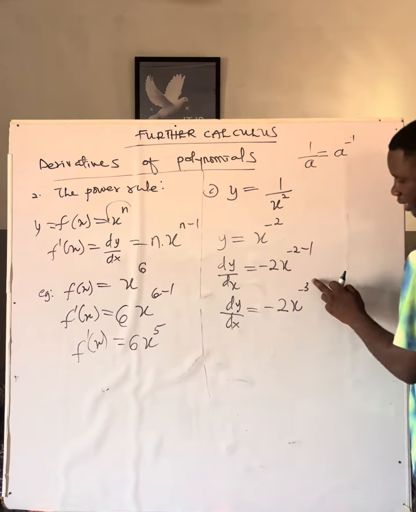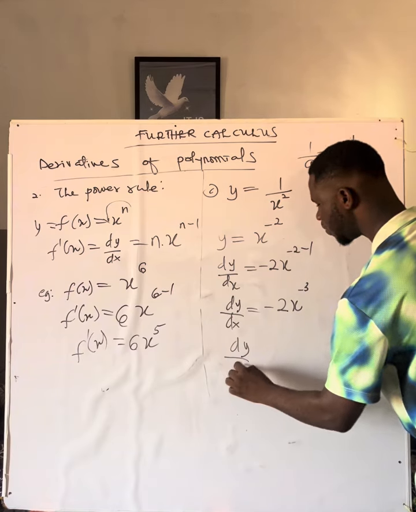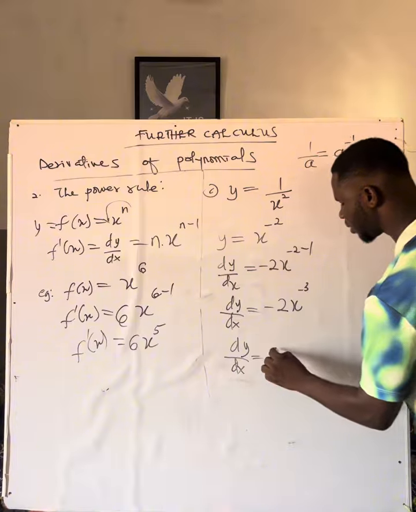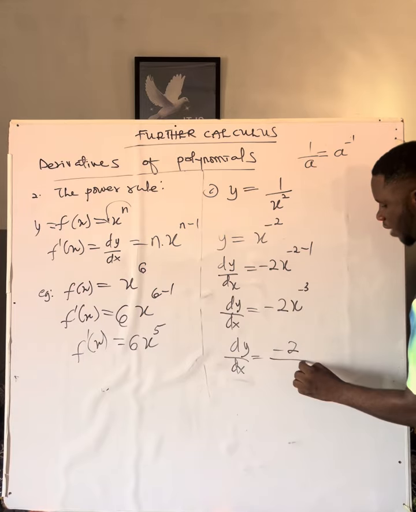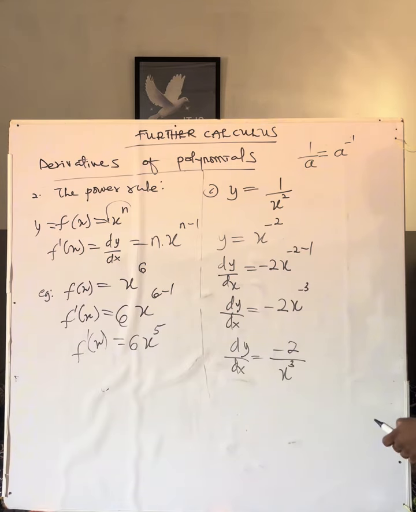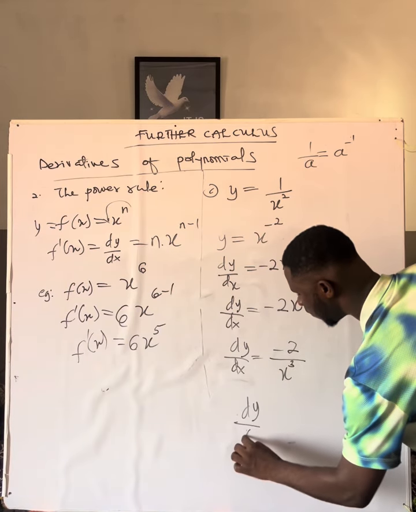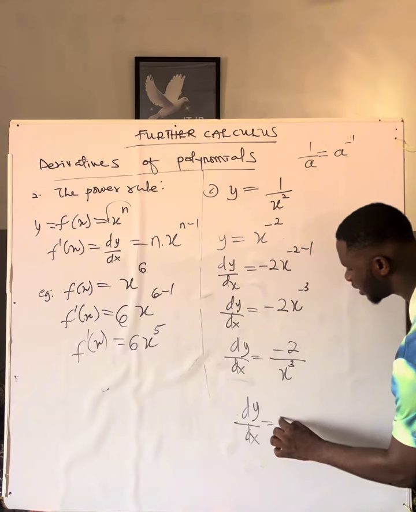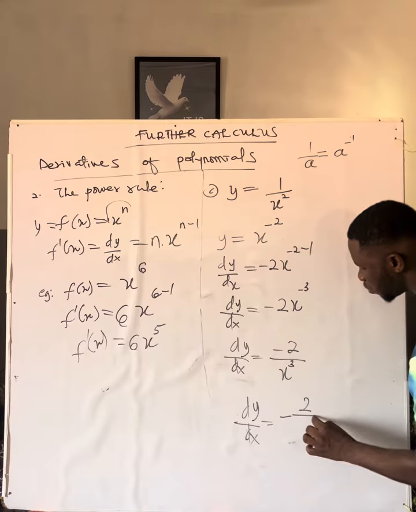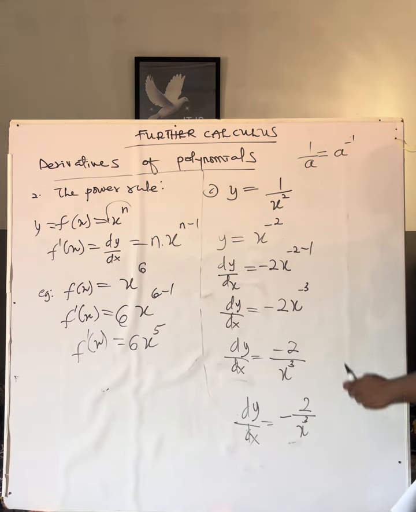Now if we don't want the negative power, we can send it down to write dy dx equals negative 2 over x power 3. Negative 2 all over x power 3. Or we can also write it dy over dx equals negative 2 over x power 3. We can also write it like this. So that is it. Very simple.